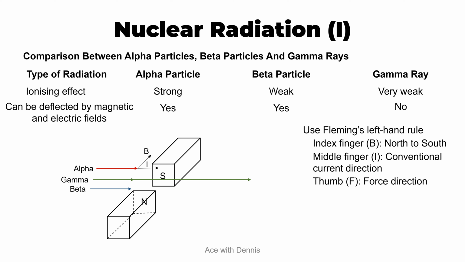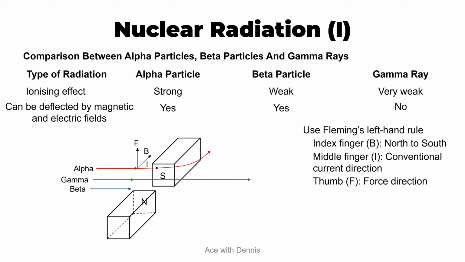This will be our middle finger, which is pointing in the conventional current direction. As the alpha particle is positively charged, the middle finger will point in the same direction as this alpha particle. So our thumb will automatically point outwards, which tells us this is the force direction, which means the alpha particle will be deflected in the outwards direction.